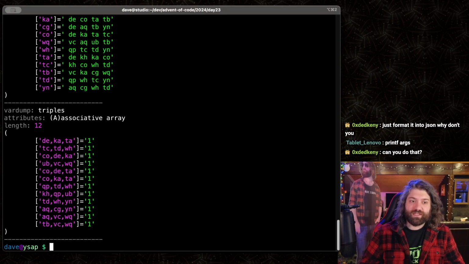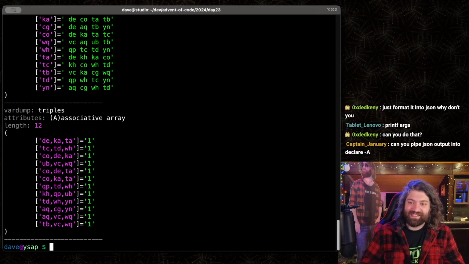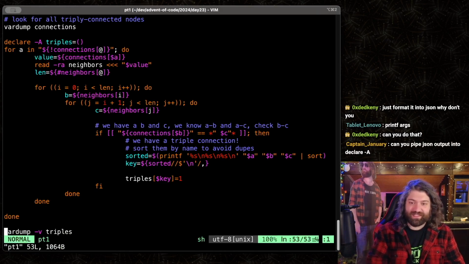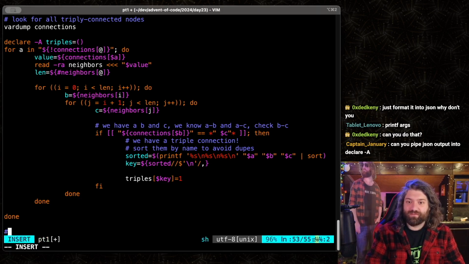And now we have to check to see, we have to find the ones that only have a T somewhere in it. Can you pipe JSON output into declare -a? No, no, you can't. Well, I mean, you could, but who knows what's going to happen if you do that. Cool. We have all the triples.